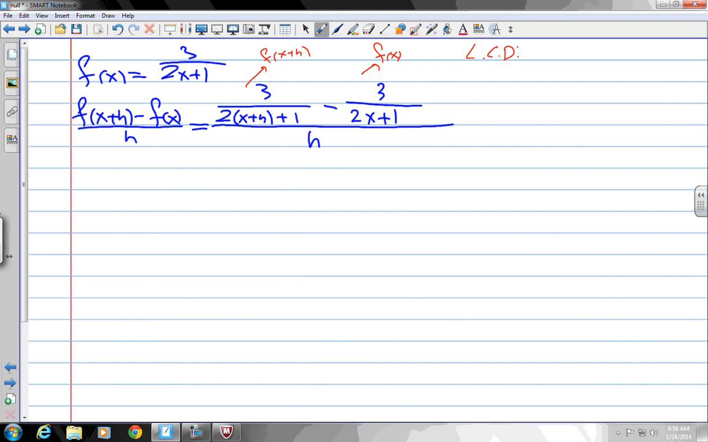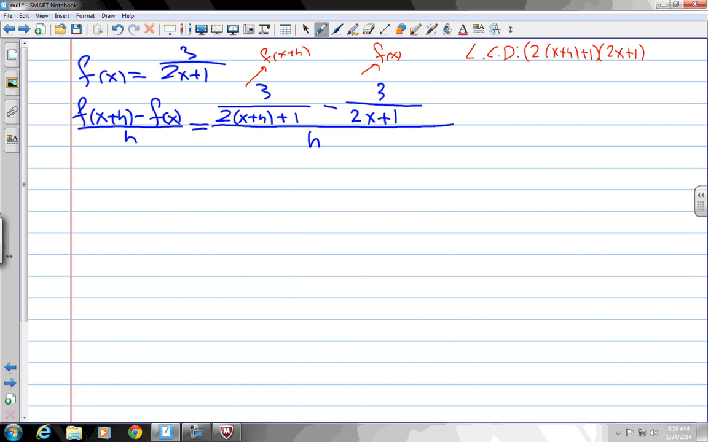What is the LCD for these two fractions? Yeah, because they're different. They look similar, but they're not. Just like 7 looks similar to 5, the LCD is still 7 times 5. Silly example, but it's kind of the same thing. So yes, the LCD, you need both of these: 2 times x plus h plus 1 times 2x plus 1.